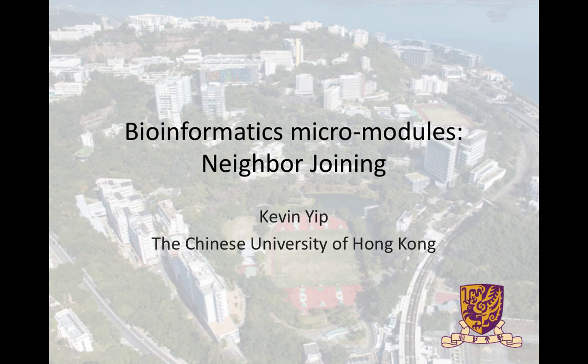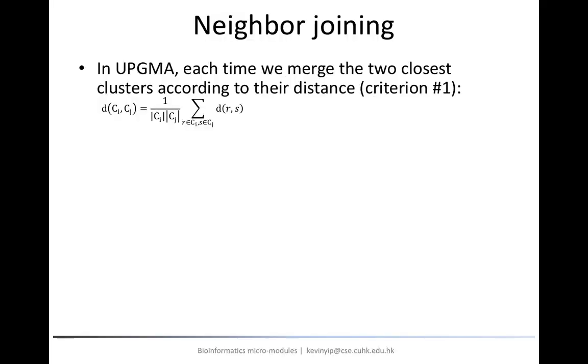Bioinformatics Micromodules, Neighbor Joining. In this module, we describe another distance-based method for phylogenetic tree reconstruction. Recall that in the previous module, we described the UPGMA method, which merges the two closest clusters in every step. There are two potential problems with this approach.